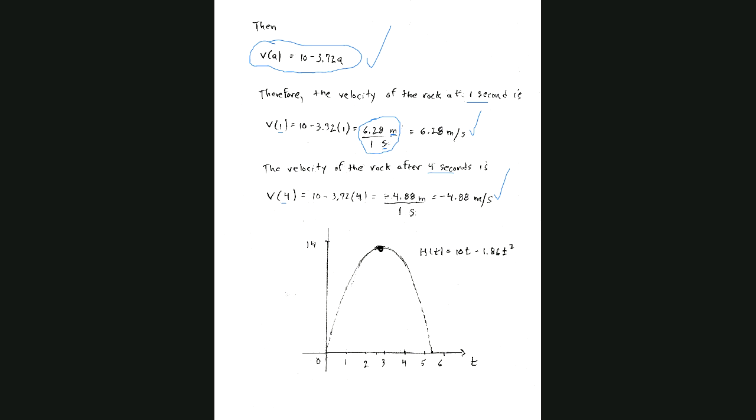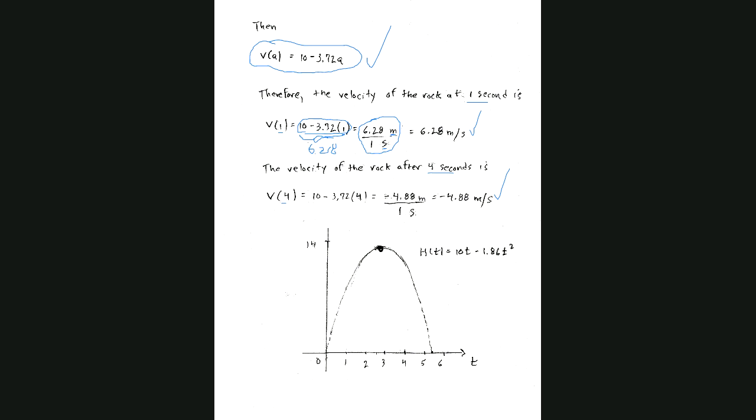How do we get 6.28 over 1? So okay, so what I did, John, was I wrote 10 minus 3.72 times 1, which is the same as 6.28. Okay, we know that's 6.28, and in fact, it's 6.28 meters per second, right? 6.28 meters per second.